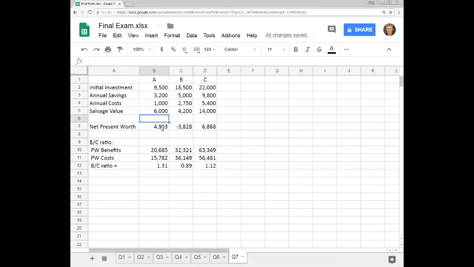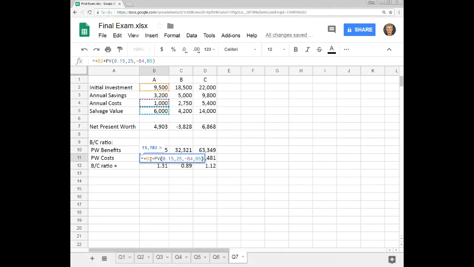So we can first calculate the net present worth of each project. So we take the present value of the annual savings and annual costs, as well as that future salvage value, and we deduct from that the initial investments. So that gives us the net present worth. The benefit cost ratio uses the present value of the benefits, which are just these savings, sorry, and then the costs, which are reduced by the salvage value that you're going to get out of the project.